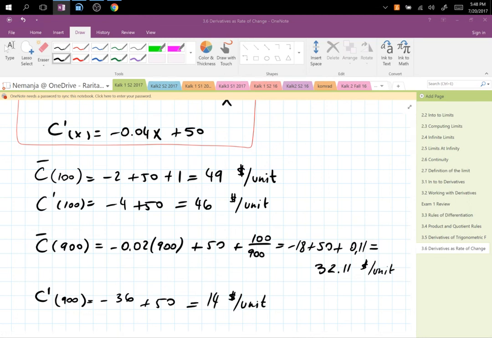Well, let's take a look. So look at the average cost of making 100 units and making 900 units. See, on average, that drops from 49 to 32 per unit produced. That means that the more units I'm producing, the lesser the cost. Now, does that make sense? Why would that make sense?